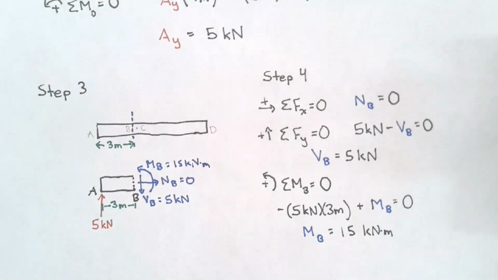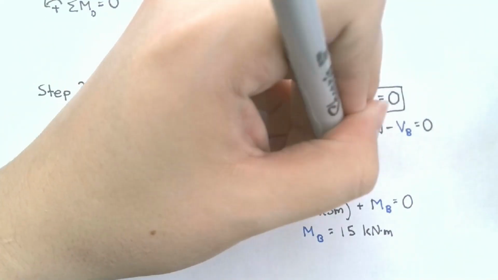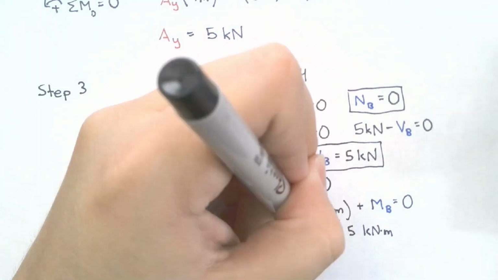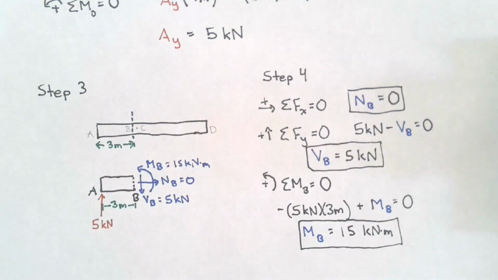In this example, all three of our internal forces and moments had positive values, which means that the directions that we assumed were correct. Don't forget to mark your answers. So there we have it. We solved for the internal forces at point B. However, the problem also asked us to find internal forces at point C.